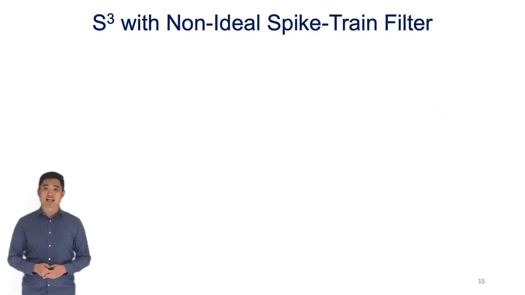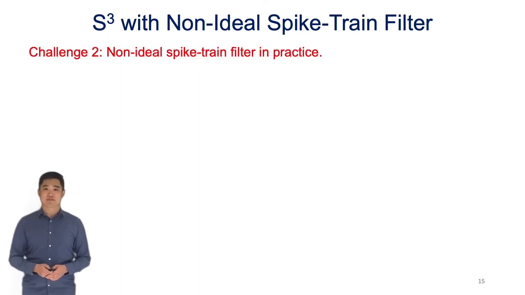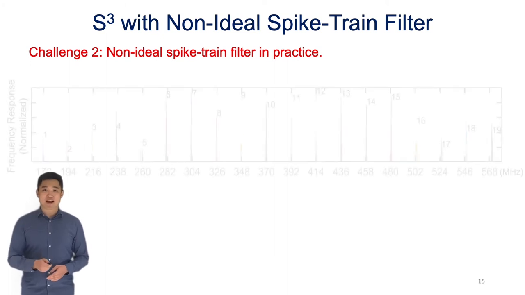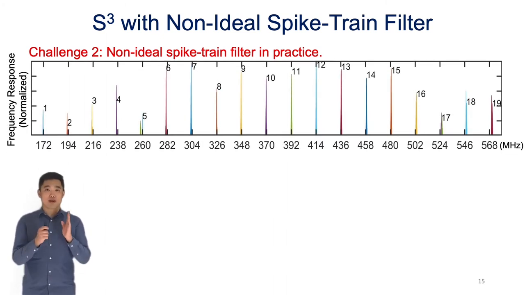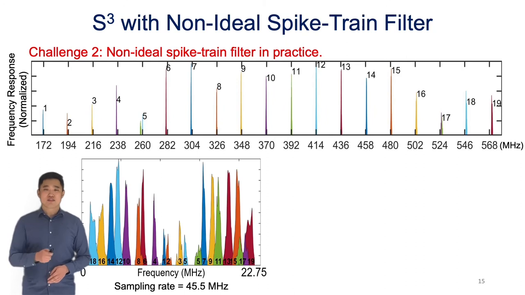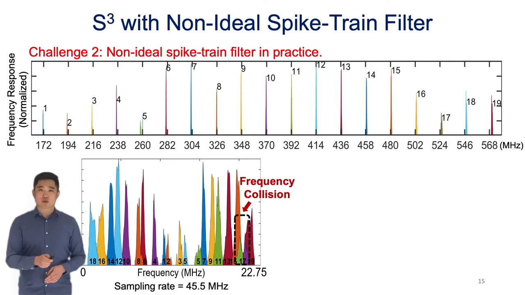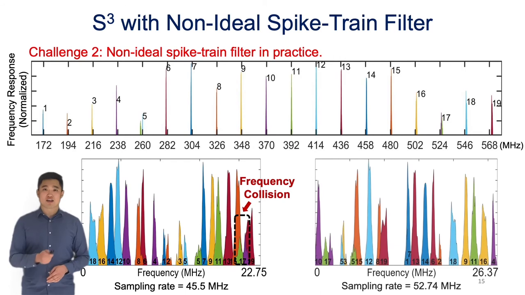The second challenge S-cube has to resolve is the non-ideal spectrum filters in practice. The spikes in the practical spectrum filter have some width, and they are not perfectly equally spaced. As a result, it's very likely that no sampling rate can perfectly avoid all possible collisions. To resolve the remaining frequency collisions, we leverage a second sampling rate, because it provides us with a different set of aliasing frequencies for the spikes.